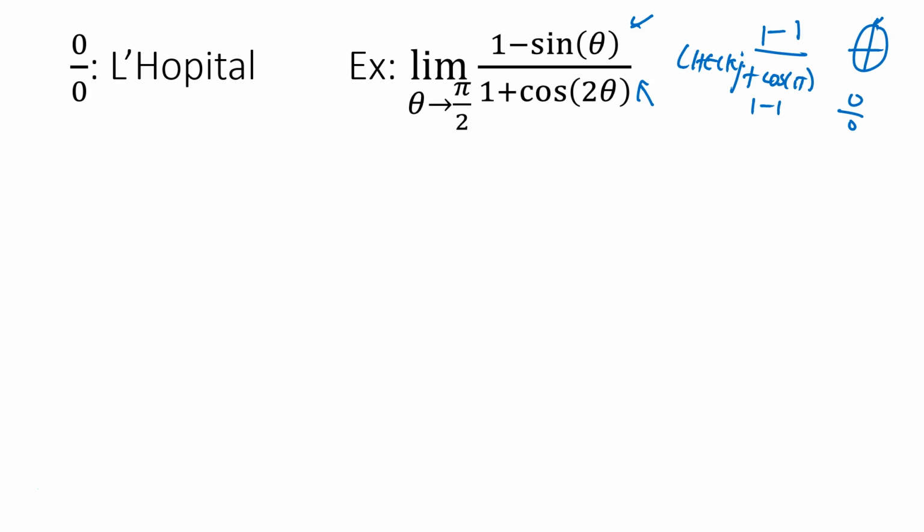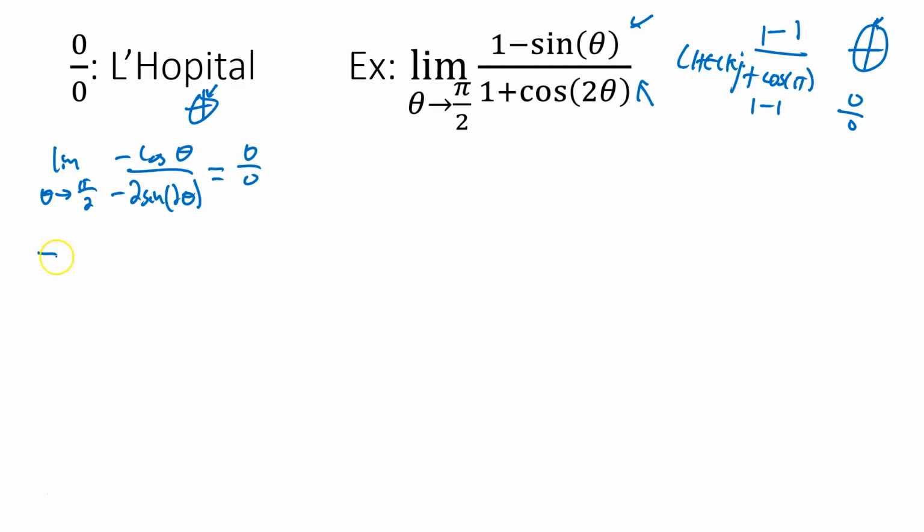So we're going to do the derivative of the top. The derivative of negative sine is negative cosine, so I have the same limit, theta approaches pi over 2. The derivative of the top, we said, is negative cosine of theta. And then on the bottom, we have the derivative of cosine 2 theta, which using chain rule would give us negative 2 sine of 2 theta. So if we plug pi over 2 in, that would give us on the top, cosine of pi over 2 is 0, because it's not left or right. And on the bottom, we have sine of pi, which is also 0.